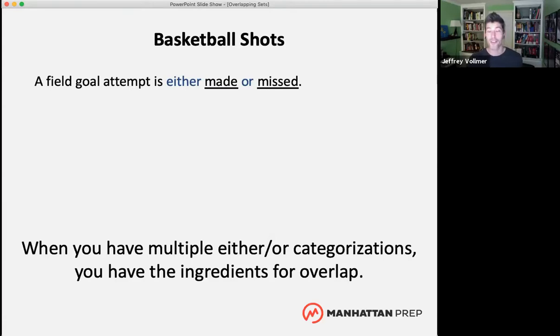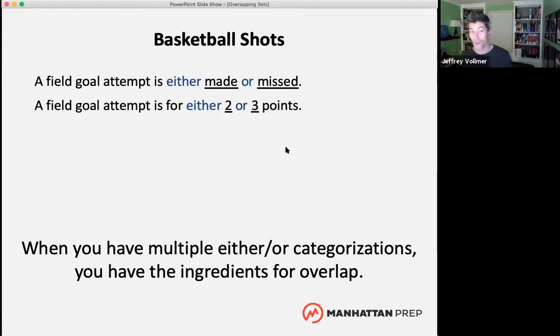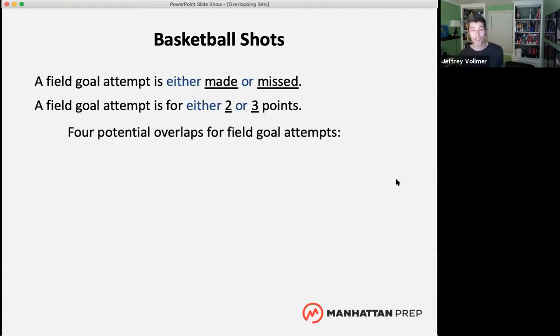This distinguishes it from a foul shot or a free throw. So a field goal attempt is either made or missed, and any field goal attempt is either for 2 or 3 points. And so we now have multiple either-or categorizations, which means we have the potential for overlap. And with these 2 either-or categorizations, we have 4 potential overlaps.